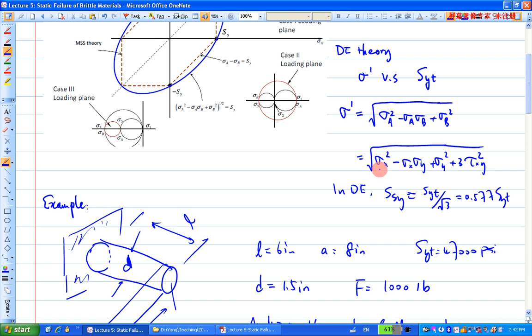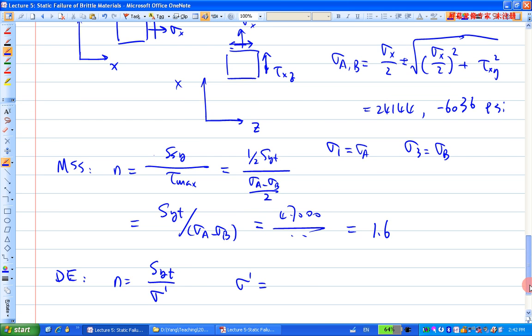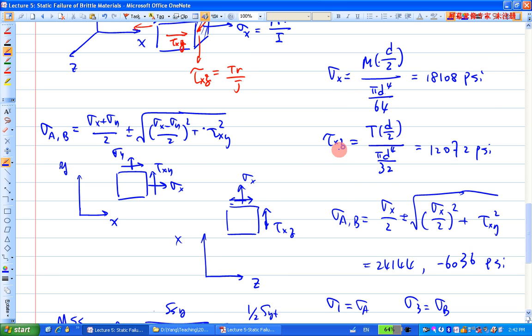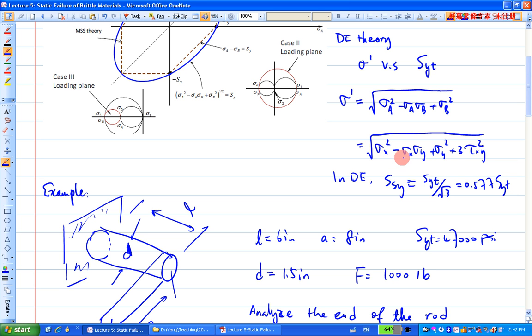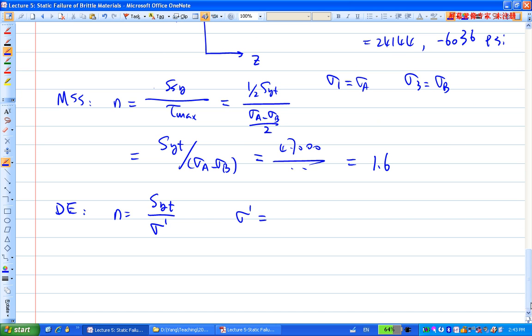So what do we already have? We have sigma x and tau x z. If I go back to this equation here, I may not know exactly which one is sigma x or sigma y, but I do know one of them is sigma x or sigma y, and the other one is going to be 0. So it really doesn't matter. Let's say I assume that's sigma x, this is 0. So just sigma x squared plus 3 tau x z squared, right? That's what we really need to know. The 3 shows up here.